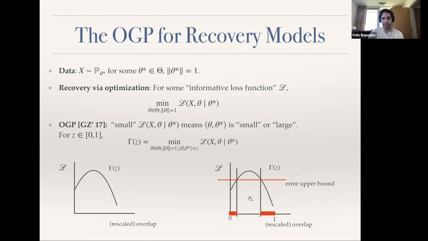So it's like this, and basically, what you see here is two clusters of solutions. One cluster of solutions is again the solutions that have low correlation or low overlap with the true vector. And while they have a small error for the loss function, they are far from the truth. So this is one cluster.